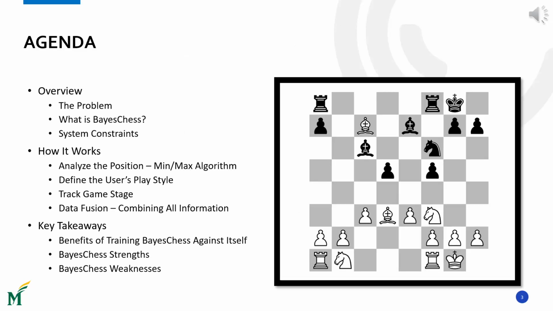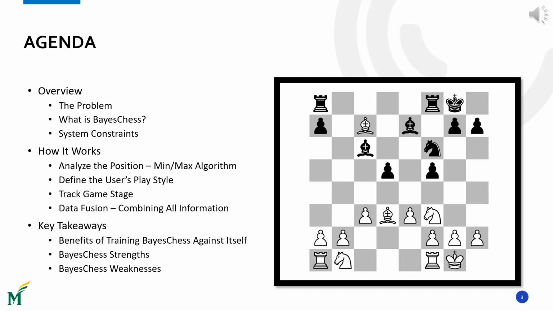Some topics that we're going to cover today. We'll touch on the problem that these two gentlemen that built the system set out to solve. We'll also dive into a little bit more detail about the system, what they set out to do, some of the constraints, things that they didn't set out to solve, or problems that were already kind of solved in the chess world already. We'll get into some of the details about how the system works, some of the algorithms that go into selecting the best possible move, defining the user's play style, figuring out a way to combine the information that they've gathered into a final answer to select a move.